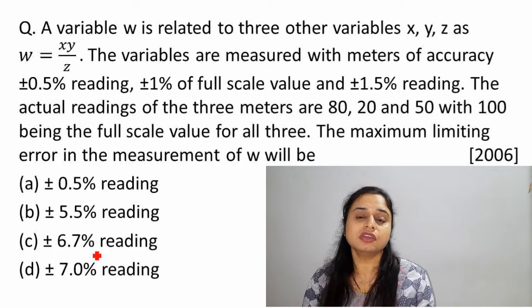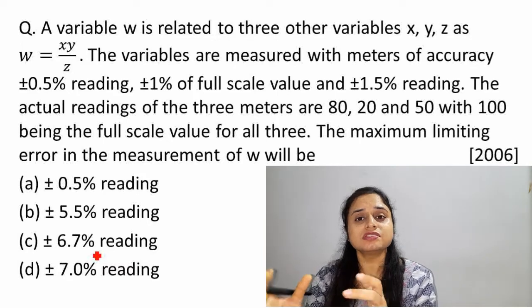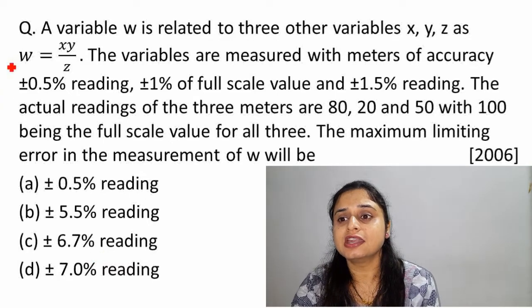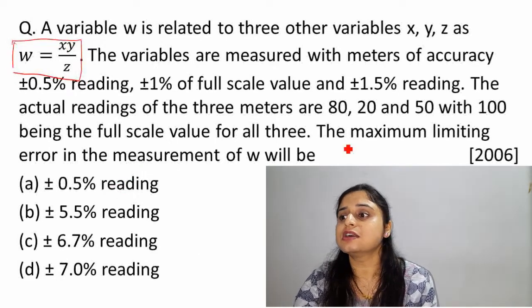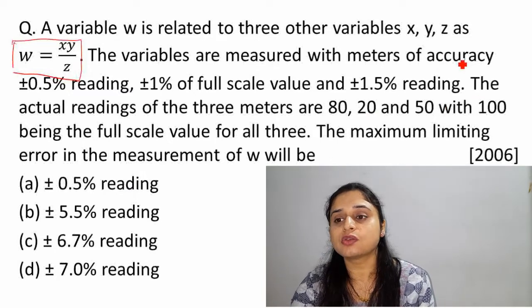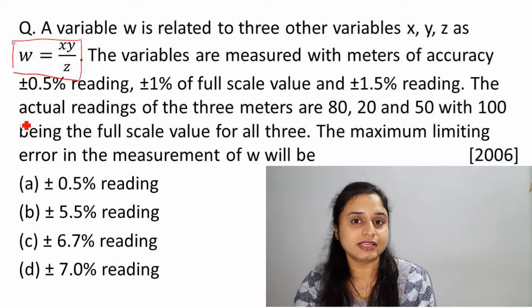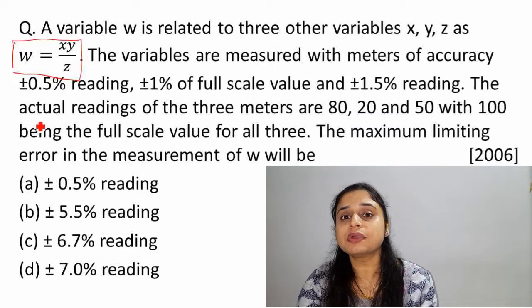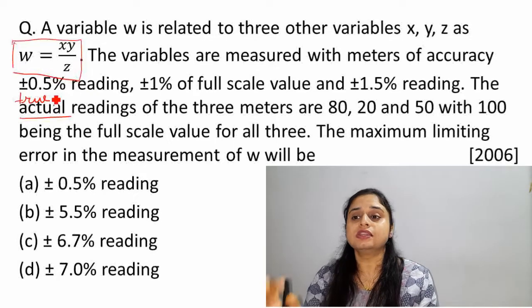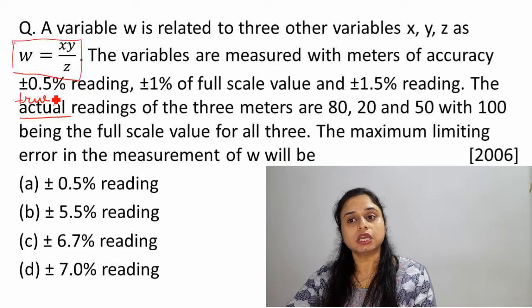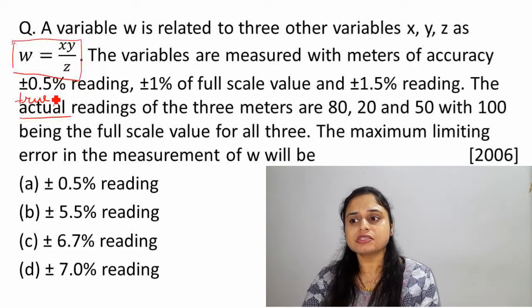This is the given numerical. In this numerical, what function is given? That is w = xy/z. This is the given function, and some data is given: accuracy is given for all the three meters and the actual readings are given. Actual readings are nothing but the true values. The true values for all three meters are given, and accuracy is given.